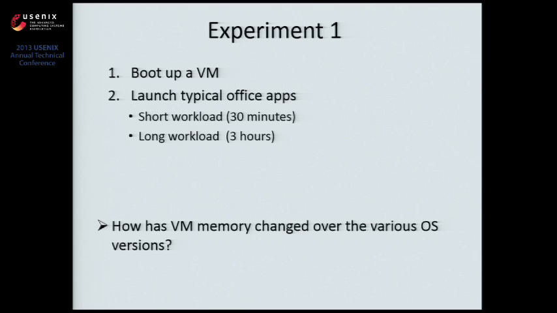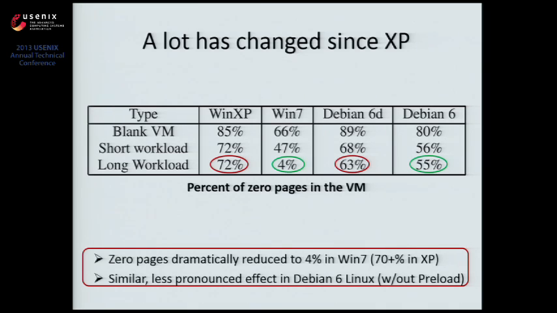Okay, so let's start with this simple experiment. We launch a VM, boot up a VM, and launch typical Office apps. The first question we want to ask is, we have two workloads, a short workload and a long workload, one which is 30 minutes and one is 3 hours. All we want to see is, what does the memory look like across different versions of the OS? Because some of the earlier work was done in 2008 and used older versions of the OS. Simple question. And this is what we found.